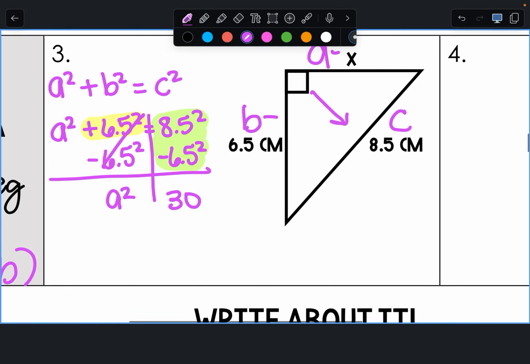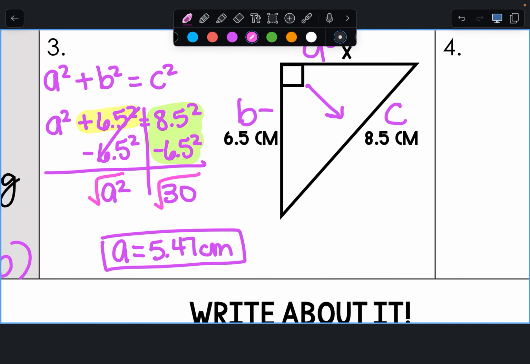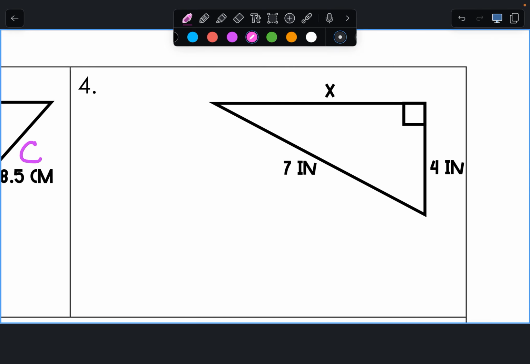But to find A by itself, not A squared, we need to take the square root of it. So what is the square root of 30? 5.47. I'll take that. Centimeters. Questions? Okay. Next. Which one is side C? 7. Yep. 7 inches. Side C is called the hypotenuse.